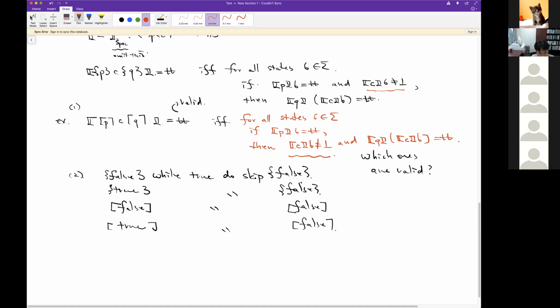Now for the second problem, you see that if the precondition is false, then the assumption part in both cases, here as well as here, will never be true, because no state will satisfy the assertion false. So in both cases, they are going to be valid.